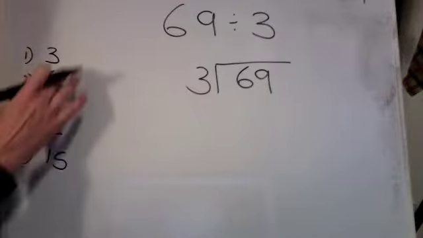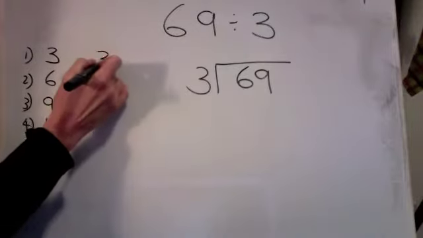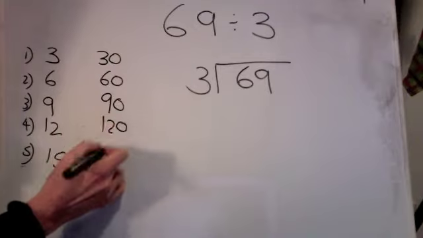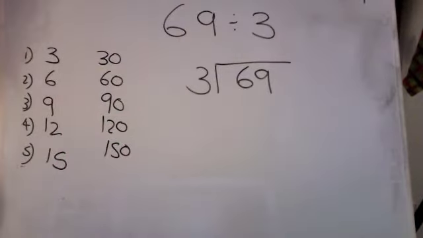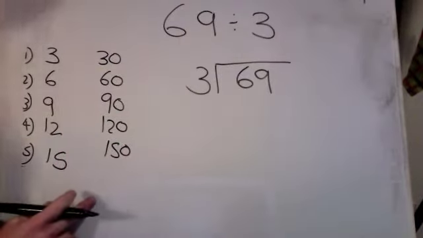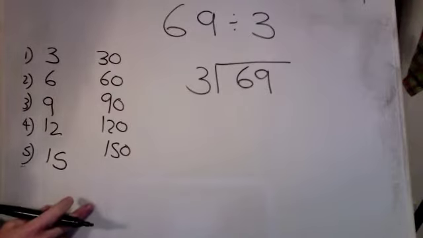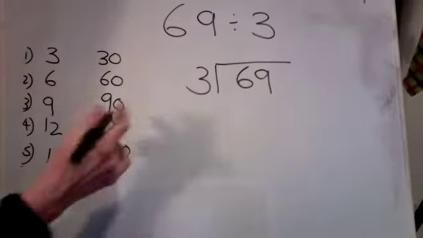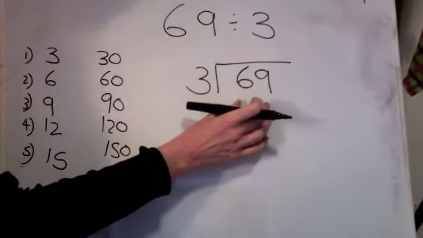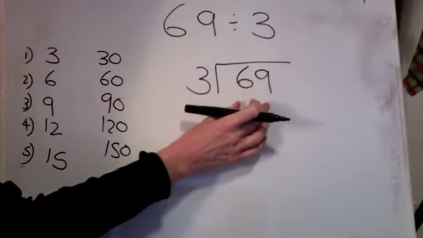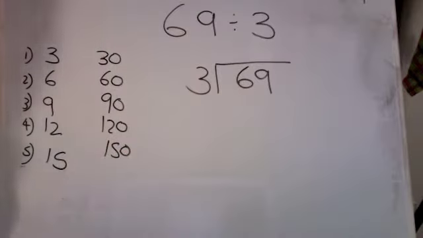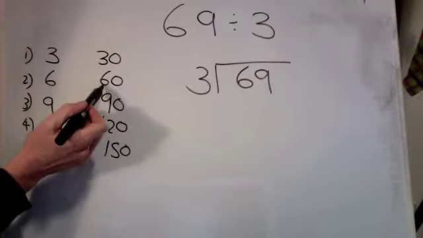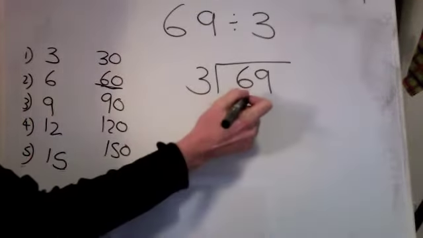So thinking big, each of these times 10 would be 30, 60, 90, 120, 150. And these are the numbers we're going to use to solve the division. We're looking for a number amongst these multiples that's close to 69 but without going over. So if I look through here, the closest number I have to 69 is 60. So I shall write that under here.